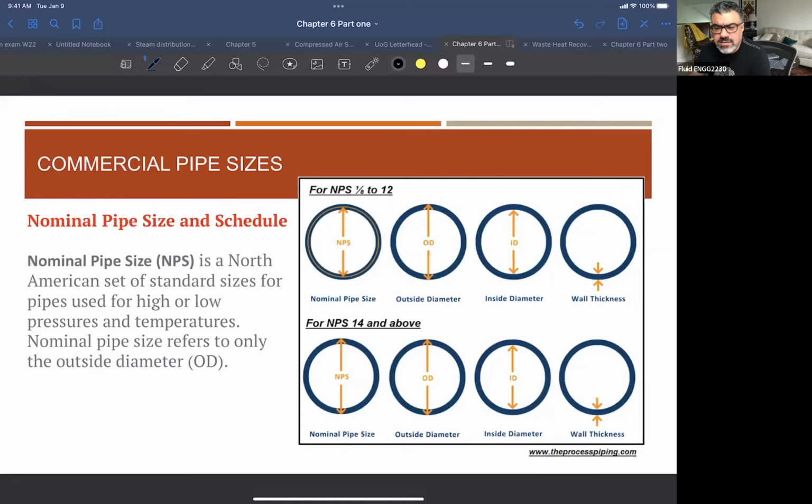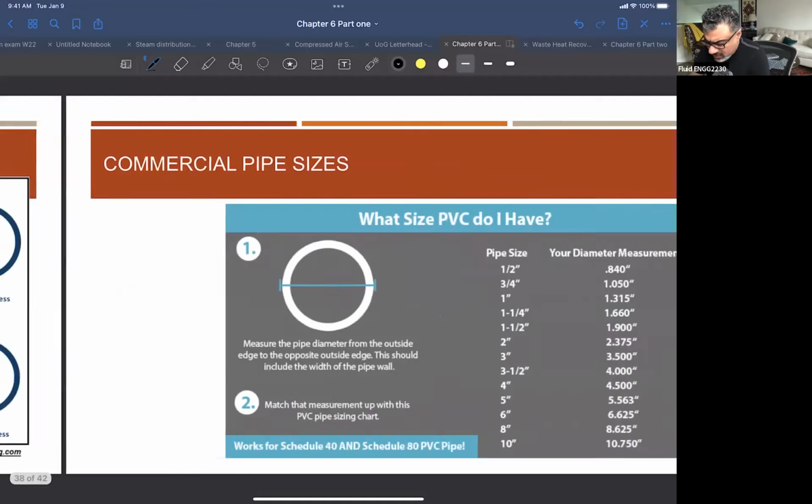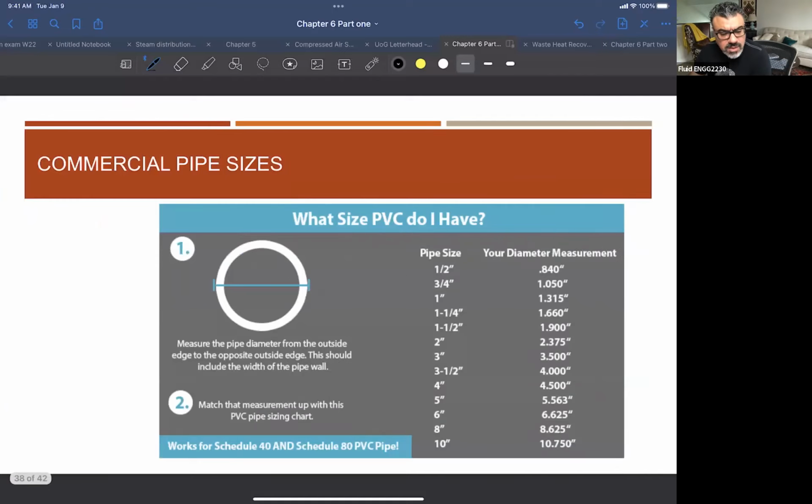Fluid mechanics is covering the size of the pipe that you want, but how about the pressure inside, right? So, for example, if you have a high pressure fluid inside the system, it's going to need a different thickness of these pipes.